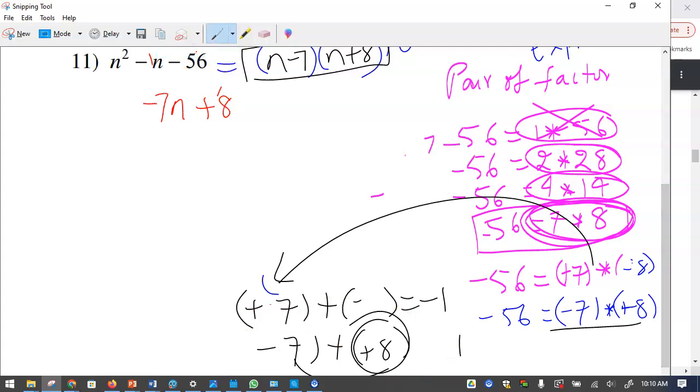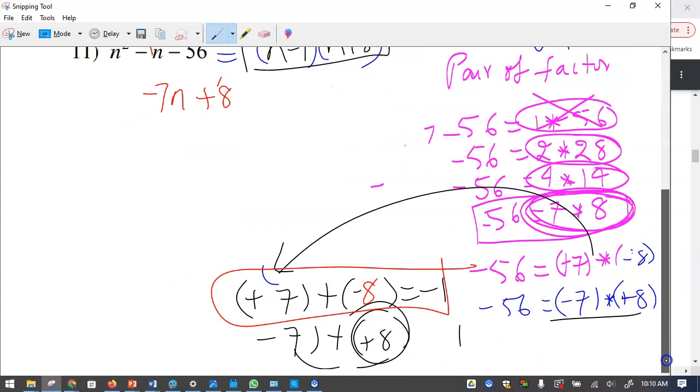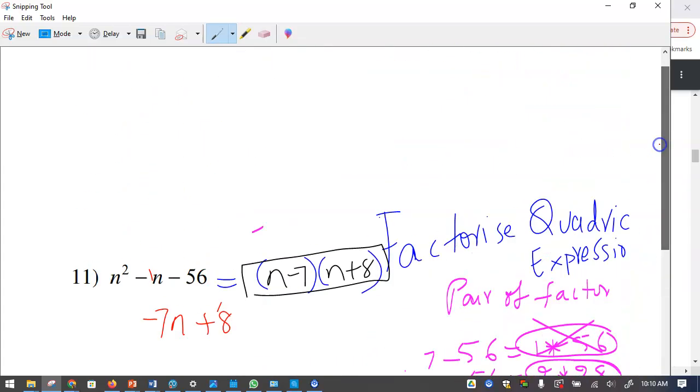This should be the correct one. So plus 8 and minus... So this is plus 8. Sorry, plus 7 and minus 8. So this is plus 7. This is plus 7 and minus 8.